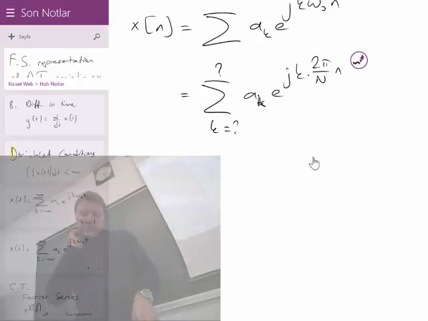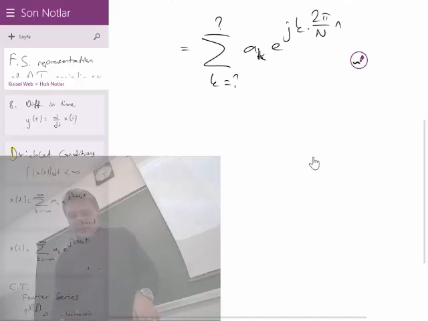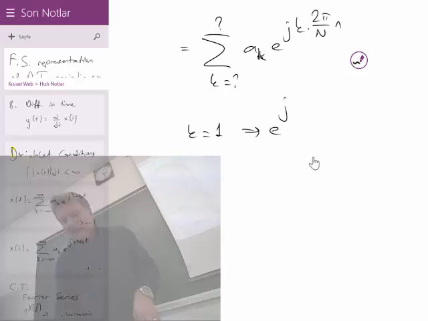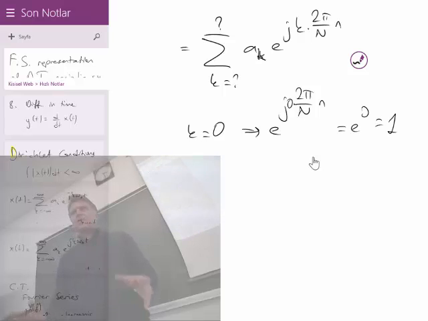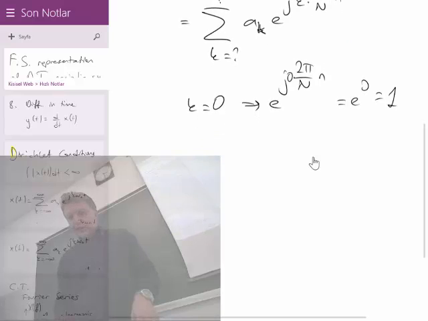Now, let's think of k equal to some number, let's say 1, and then we have e to the j times 2 pi over capital N times n. Or it may be an easier idea to think of k equal to 0. Let's start from here, an easier example. K equal to 0, then it is equal to e to the j 0 times 2 pi over N, which is e to the 0, which is 1. This complex exponential will give you 1.